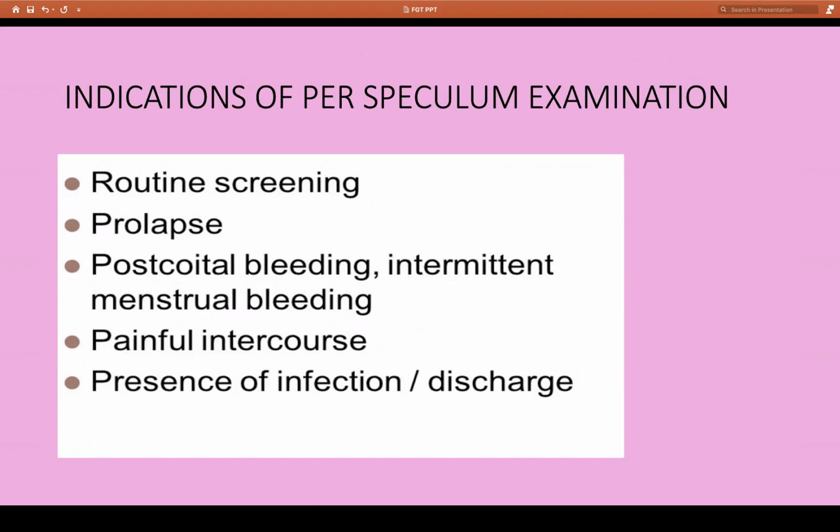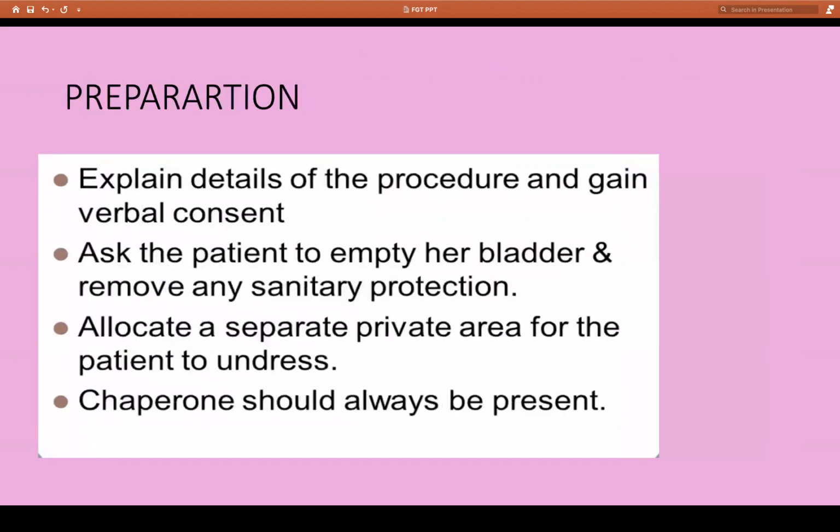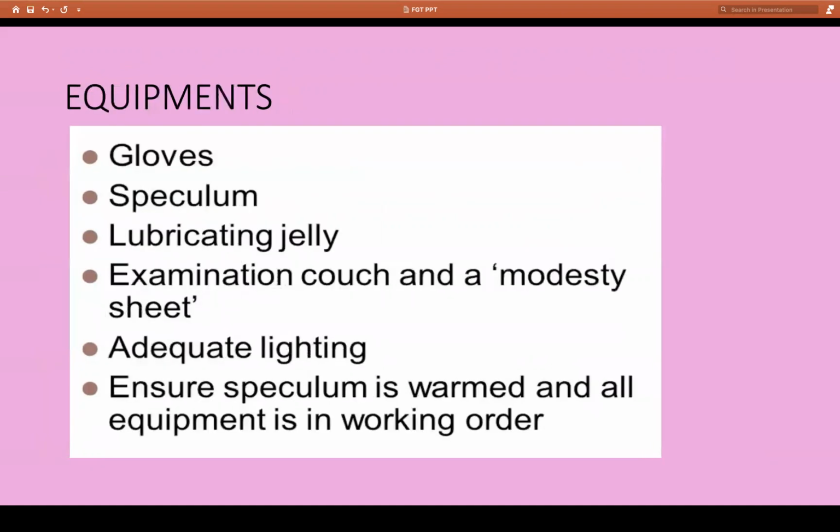What are the indications for speculum? Again, prolapse, postcoital bleeding, menstruation. I already discussed this with you all. How to prepare? Again, verbal consent. Ask the patient to empty her bladder, and provide a separate private area for her to undress, and a chaperone should be available. You should have disposable surgical gloves and a speculum available.